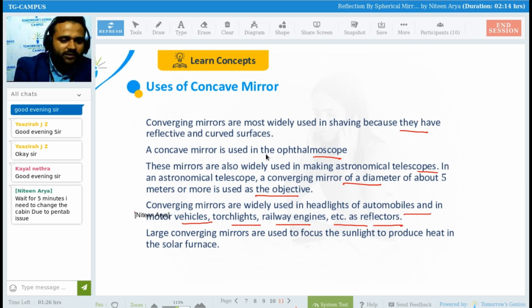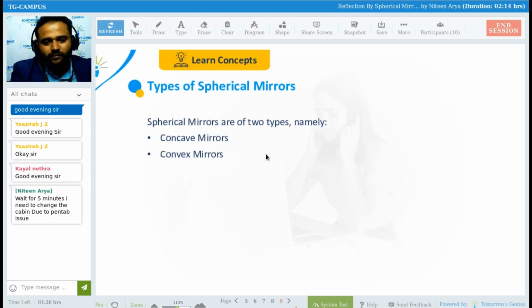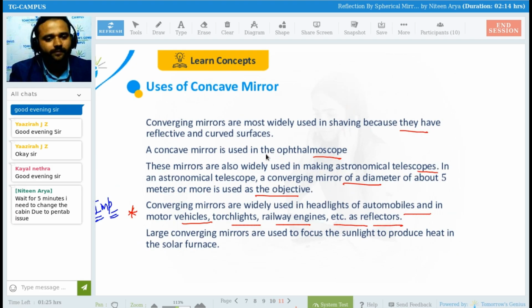In an astronomical telescope, a converging mirror of a diameter of about 5 meters or more is used as the objective. Converging mirrors are used in headlights of automobiles and motor vehicles, torch lights, railway engines, etc., as a reflector. See, this one is very important. Whenever an object is situated in between the pole and the focus, suppose you put an object here, what happened? The image is very enlarged, erect, and wide open. So that is the use of this.